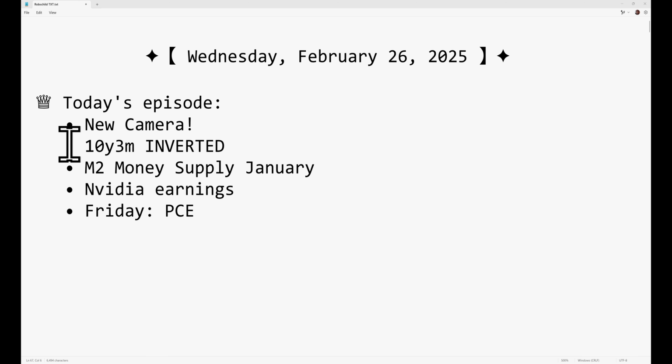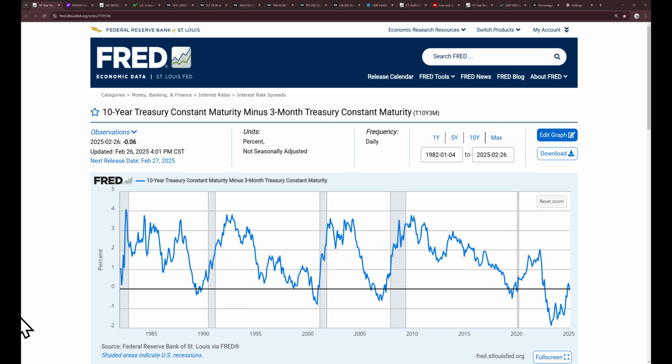Next item on today's agenda, the 10-year minus 3-month has gone back into an inverted state. Remember, with the 10-year treasury minus the 3-month: invert, uninvert, recession; invert, below zero, uninvert, recession; invert, uninvert, recession. What happens when we uninvert and then invert again?